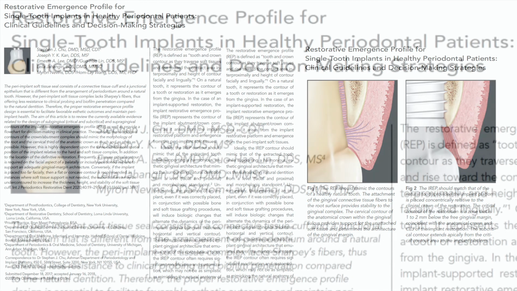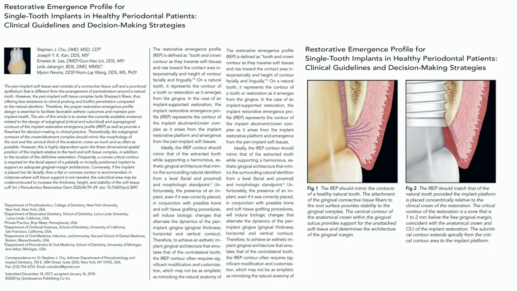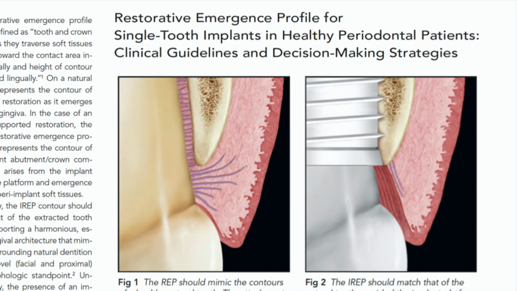This is the second article by, I think, the best people, and it's Stephen Chu, Joe Kan, Ernesto Lee, Layla from NYU, and Myron Nevins from Boston, and they write a guideline on what the emergence profile of both the abutment and the crown in healthy patients should be. And routinely, everybody says on the facial or buccal, you want it to be concave or flat. Again, whether it's a tooth or in this case, the implant restorative emergence profile, IREP. Fantastic article, both articles in September and October of the International Journal of Peri-Restorative Dentistry. So with that in mind, I want to take you through our journey.